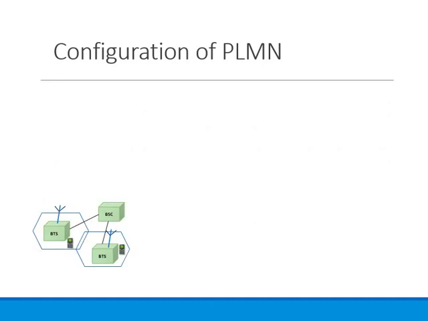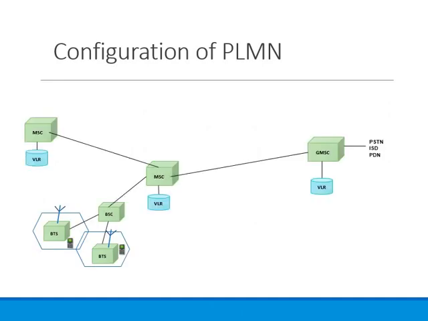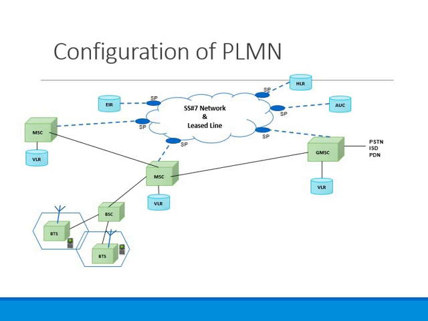So this is how the PLMN is configured, that is each MSC is connected to the network and the leased line, and further that MSC has its own HLR, VLR, EIR, AUC, etc., and its own BSC, and further the BTS and the MS that we have.